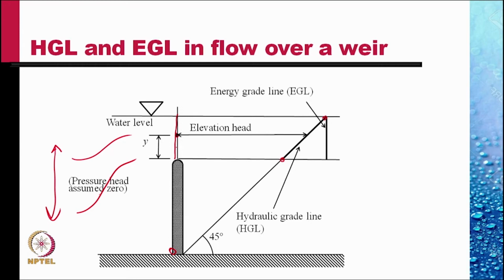And so, the energy grade line would be a straight line. At the top, the velocity is 0, and so the total energy is the hydraulic head plus the velocity head. So, same point, and this is the energy grade line. Clearly, the shaded area represents the velocity head. The velocity head is 0 at the top and is maximum at the bottom, varying linearly.